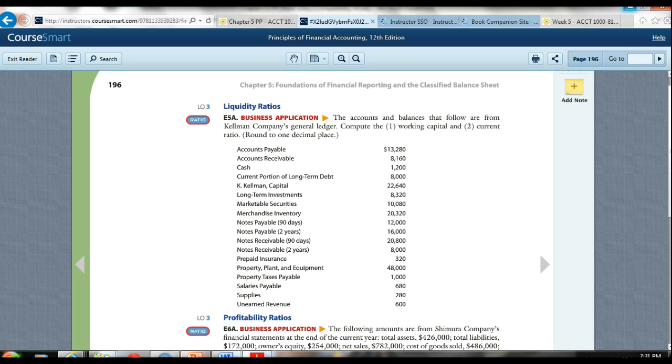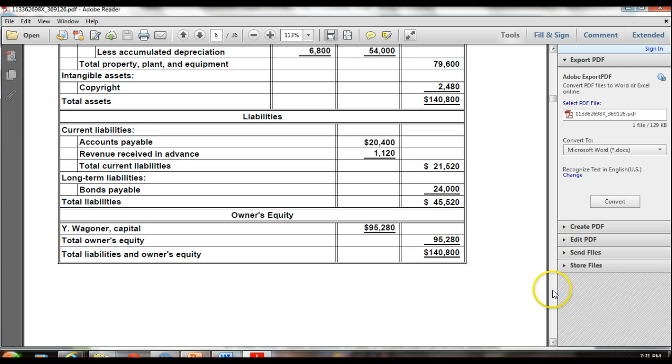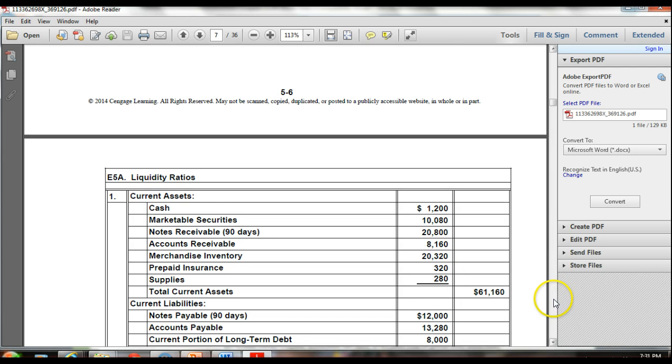So let's first decide what our total current assets are. What are we going to look at here, guys? Just current assets. Cash, 1,200. Prepaid insurance. Perfect. Notes receivable 90 days, yep, not the 2 years because it's over a year. Yep. And accounts receivable, right?